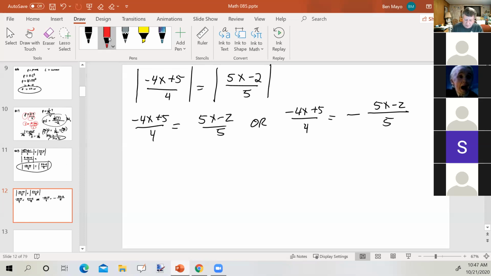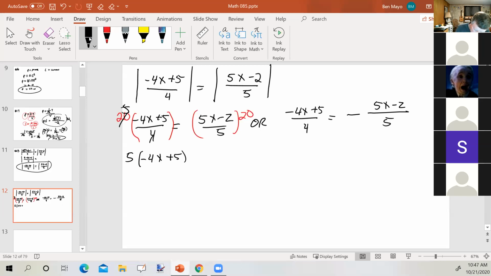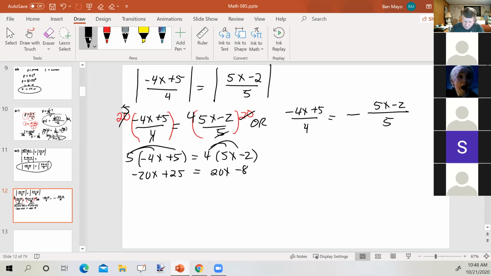Left equation, I'm going to clear the fractions by multiplying both sides by the LCD, which is 20. On the left side, 20 over 4 is 5, so I have 5 times the quantity, negative 4x plus 5. On the right side, 20 over 5 is 4, so I have 4 times the quantity, 5x minus 2. So I've cleared the fractions. Again, any questions there? All right, on the left side, distributing, negative 20x plus 25 equals 20x minus 8.